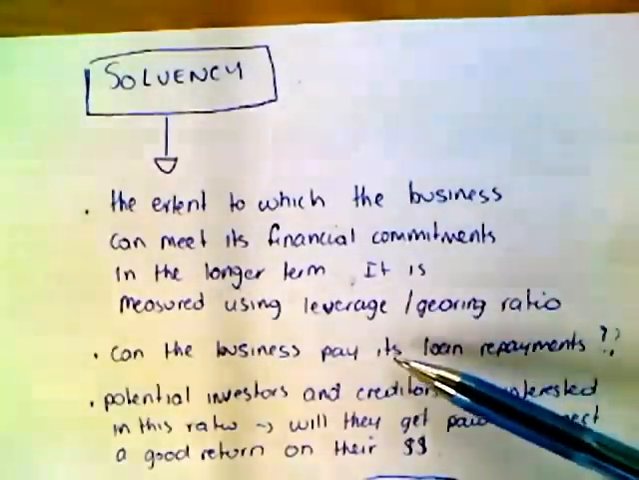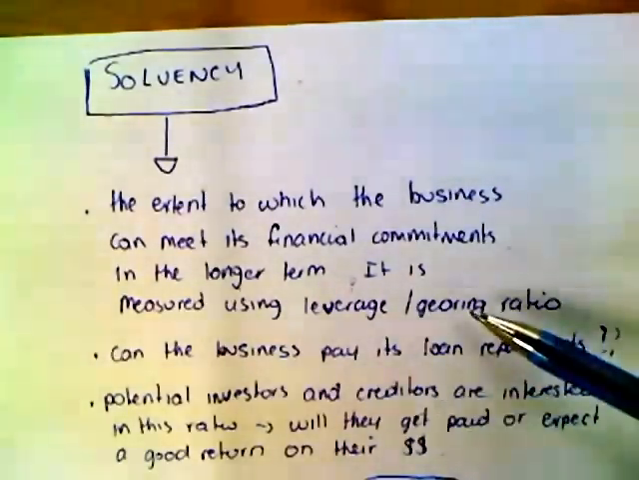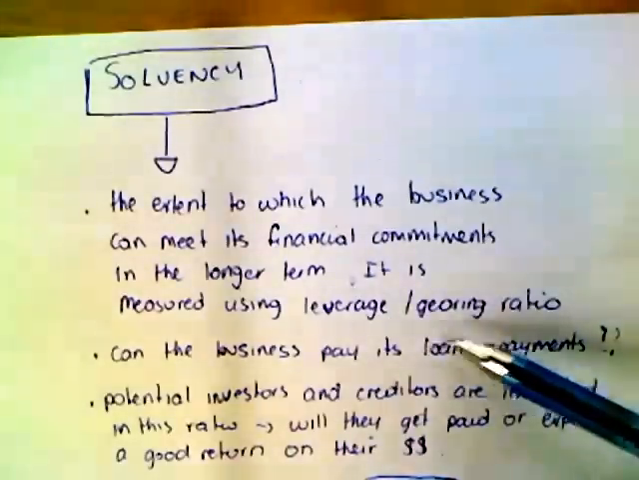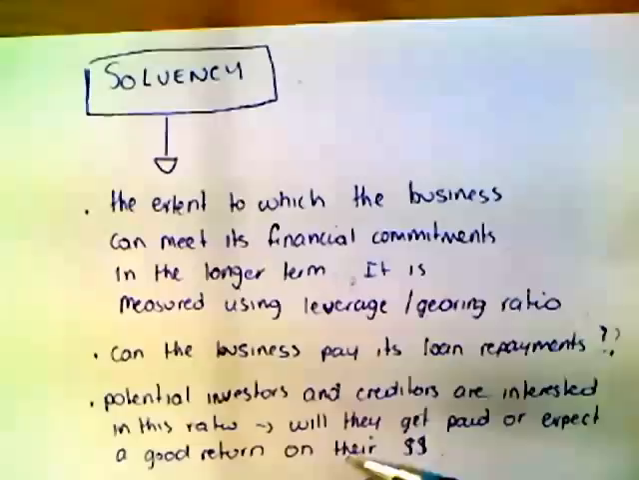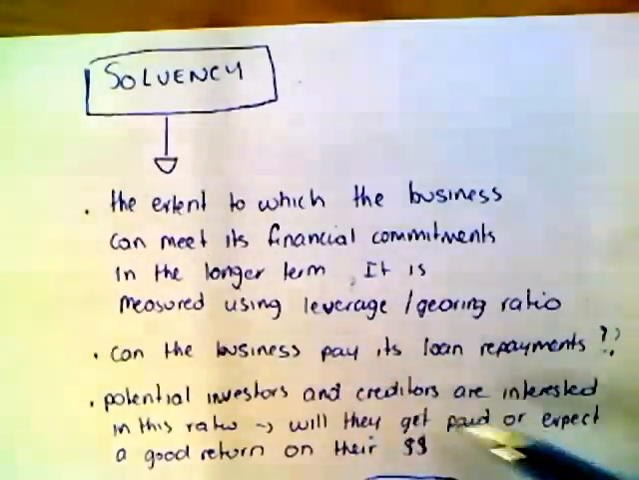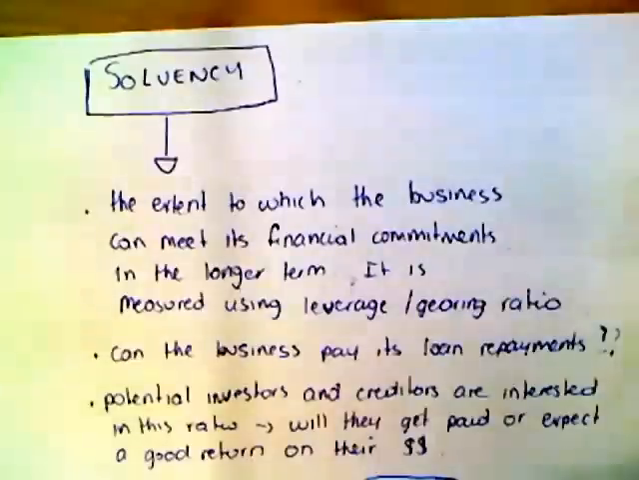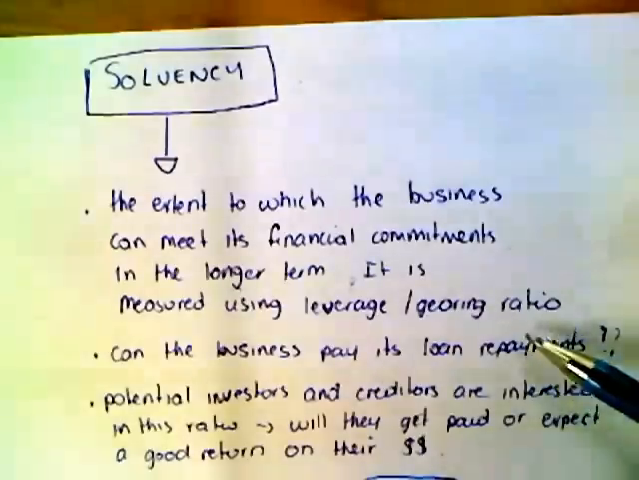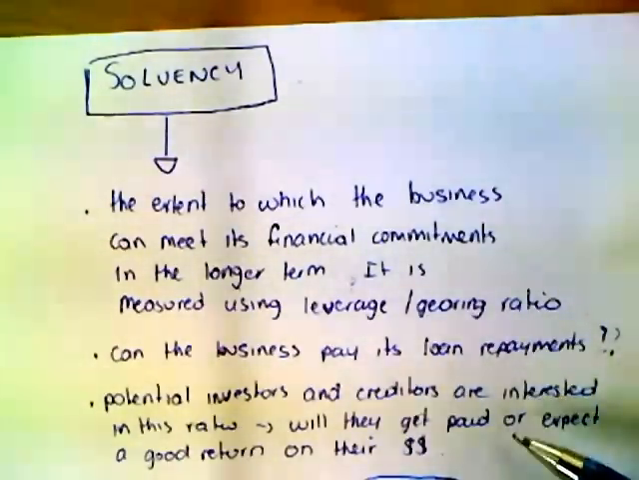Now, with solvency, it is measured using what we call the gearing or the leverage ratio. In the HSC, you'll see either of those two words, leverage or gearing. They're interchangeable. They mean the same thing. The basic question a manager of a business must ask themselves is, can our business pay its loan repayments? Can we pay off that mortgage that we've borrowed? Can we pay off that long-term loan that we've borrowed? That is the aim of the gearing ratio, to tell us whether the business can or cannot do that.